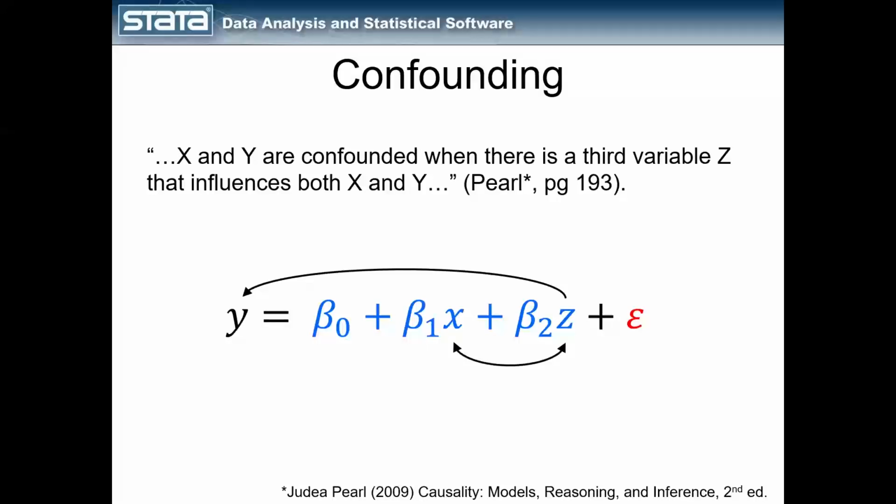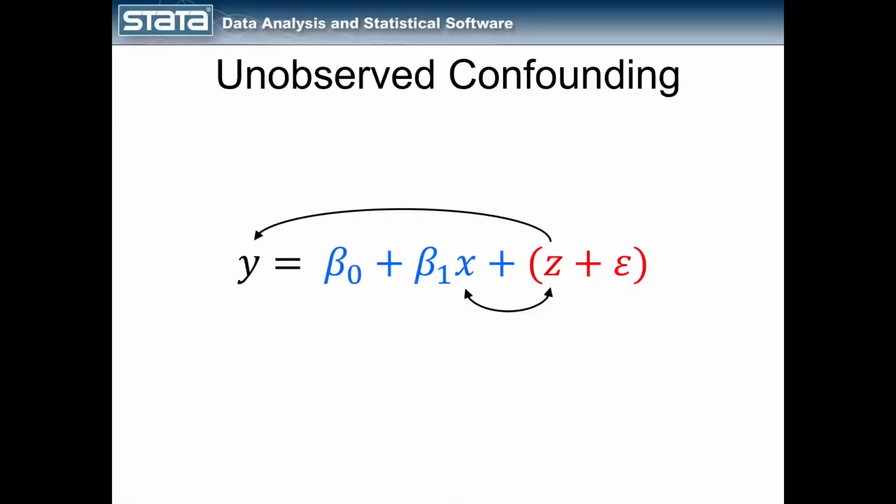So if I have Z in my model, of course I think Z influences Y, or I wouldn't have put it in my model, but Z may also influence X, and if that's so, then I have confounding. Okay, so that's our definition of confounding we're going to roll with today. Well, what happens if Z is not in the model?